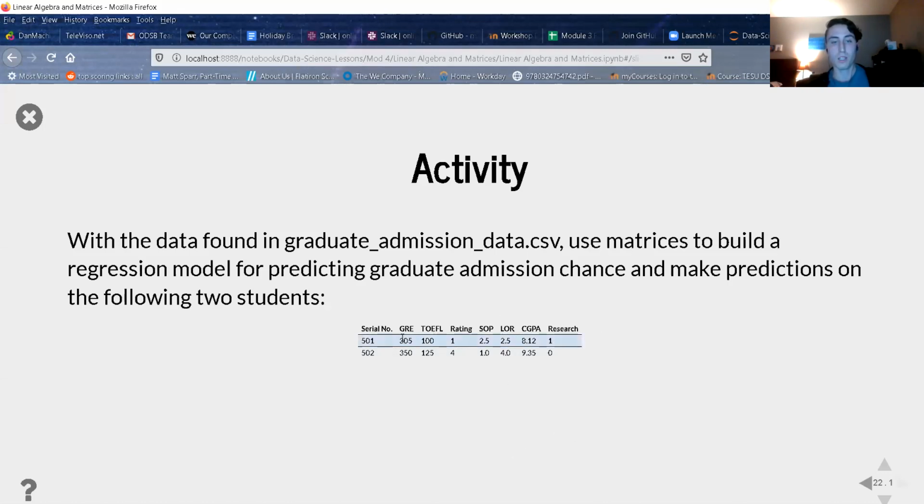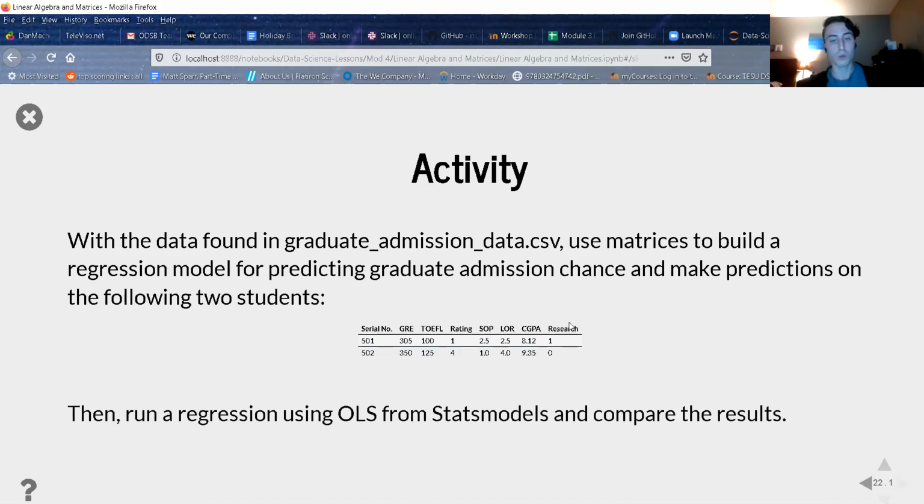So you have a data set here that's used to predict graduate admission chance for students. And then you're given these different features, like their GRE score, their GPA, their rating, whether they've done research, stuff like that. And then you're given a target column, which is admission chance. So the goal is to use the matrix method to do a regression on this.